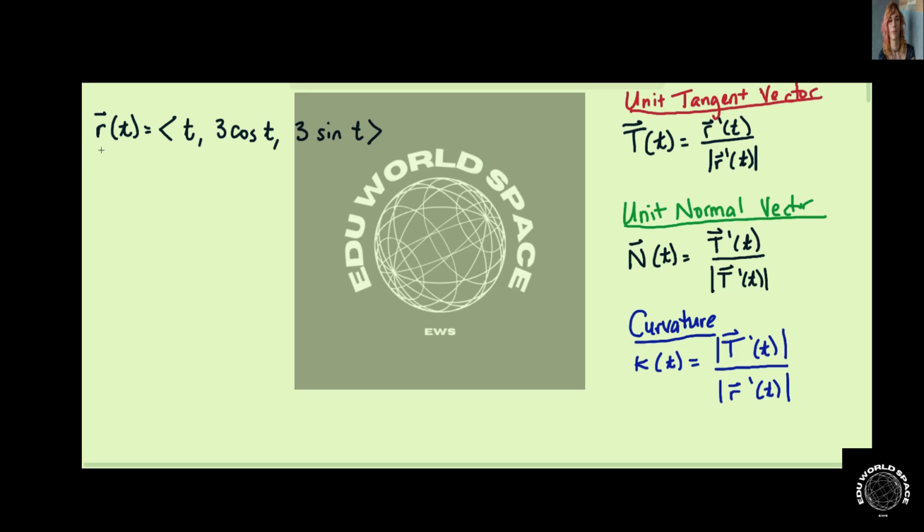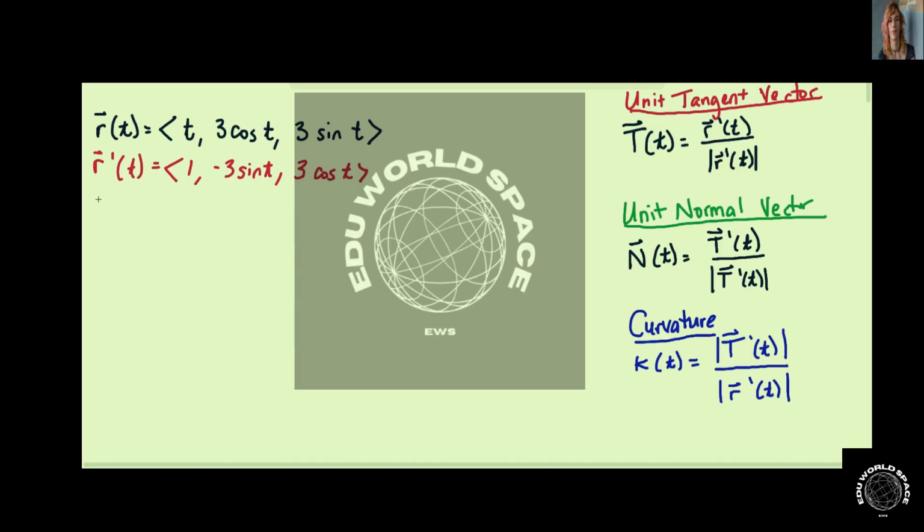Okay, so we'll start off with finding the unit tangent vector. In order to do that, notice we'll need to find the derivative of this vector. So we'll start by finding the derivative, r prime of t, this vector. Derivative of t is 1. Derivative of 3 cosine of t is negative 3 sine t. And derivative of 3 sine t is 3 cosine t.